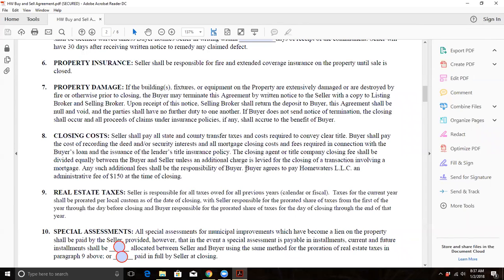And then here's the buyer agrees to pay Homewaters LLC administrative fee of $150 at the time of closing. So that's where we plug in the fee that everybody will be stuck with. Any questions on this or thoughts on how we worded all the closing costs? Okay.